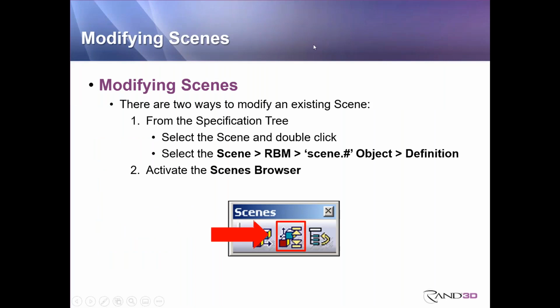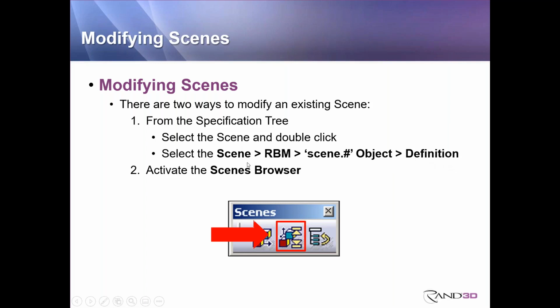Well, there's a couple of options. One, you can just simply double click on the scene in the tree. As long as you expand down far enough, you can double click on it and the green background will show back up. Or you can select the scene, right click on it, choose whatever the name of it is, object, and then choose definition. I would much rather double click on it, but you can do that as well.